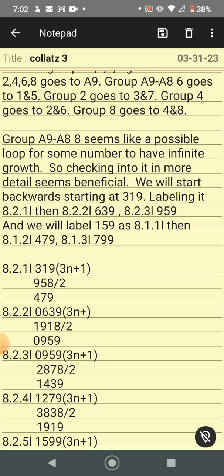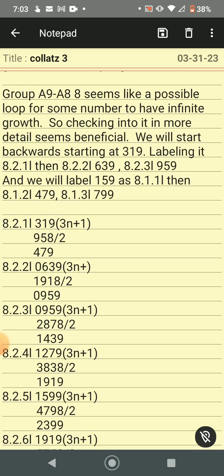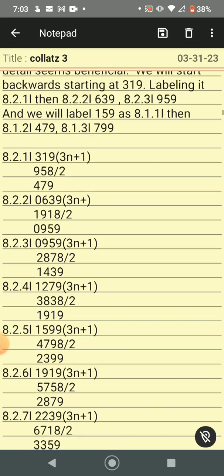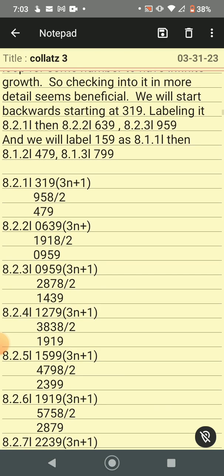Group A9, A8 seems like a possible loop for some number to have infinite growth, so checking into it in more detail seems beneficial. We'll start backwards, starting at 3119, labeling it 8.2.1. And we'll continue this pattern for both 8.2 and 8.1.